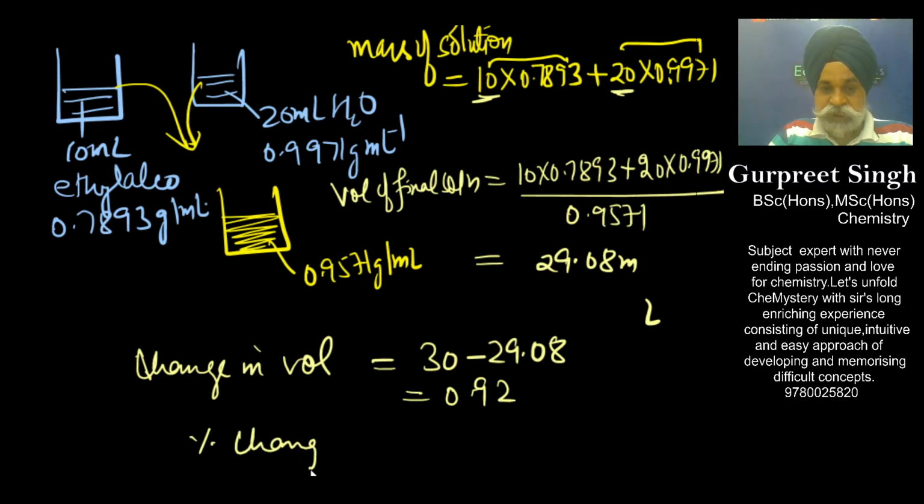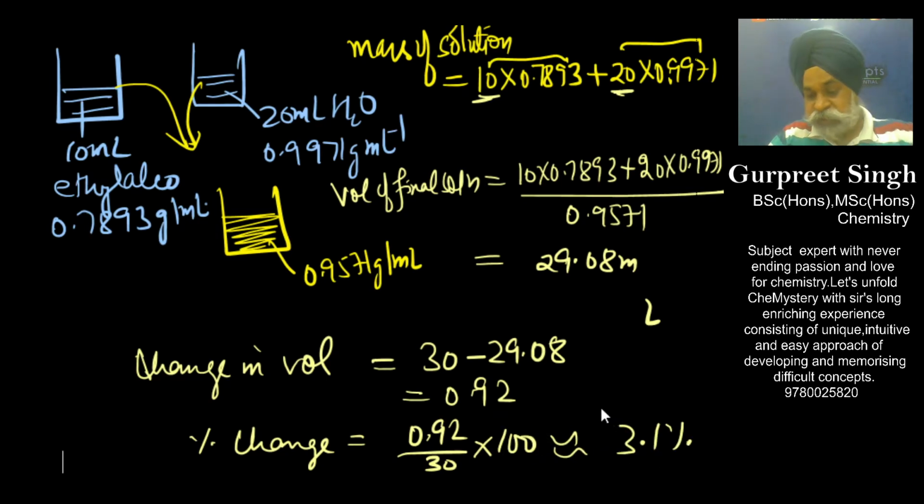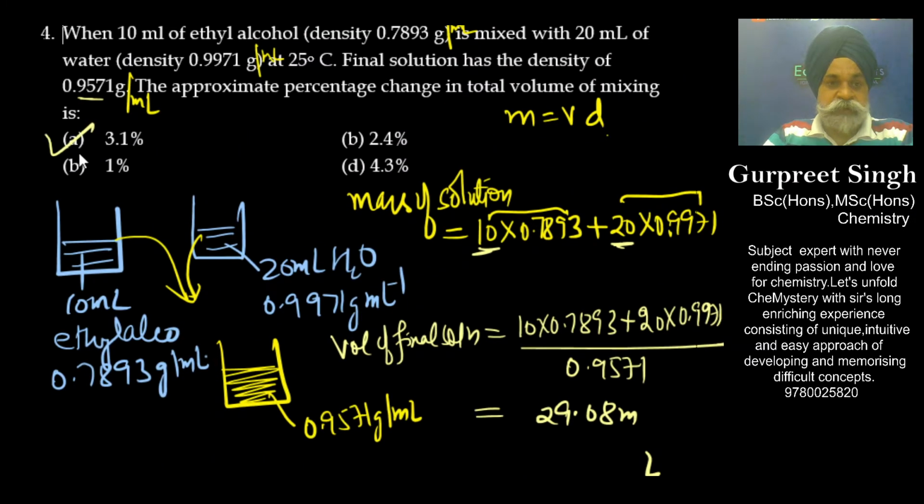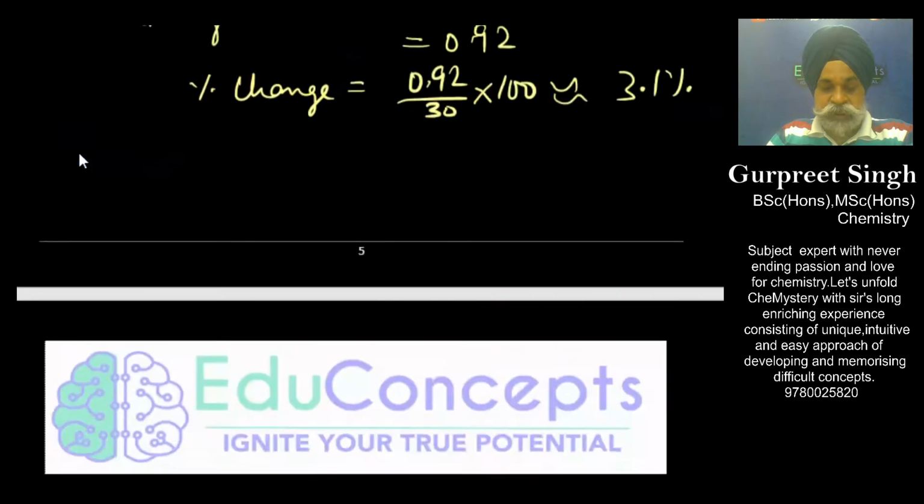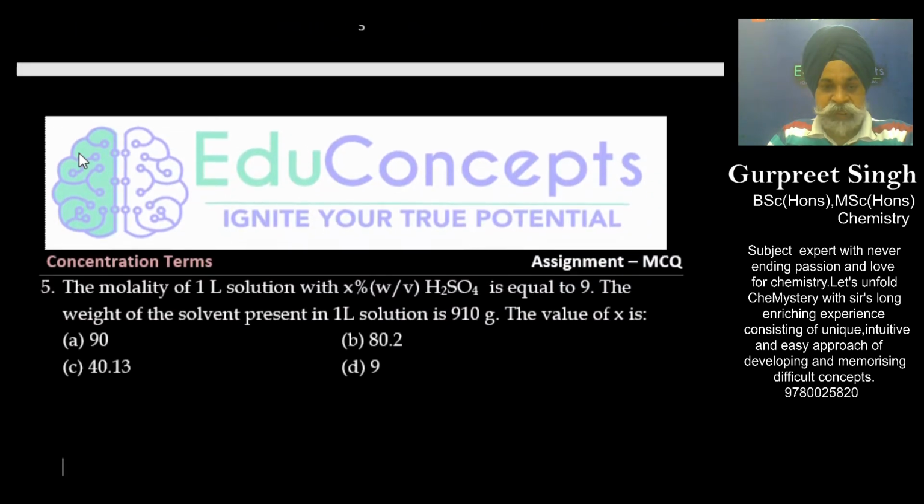So the percentage change would be 0.92 upon 30 into 100. So this approximately comes out to be 3.1%. That is there in the option. So option number A. So this also is an interesting question where concentration terms are used in terms of density.